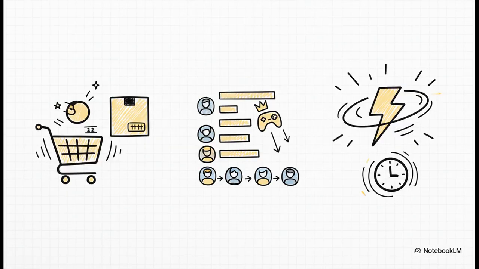Another perfect fit is anything that needs real-time updates. You know, like in e-commerce. A customer adds something to their cart, and that inventory count needs to be updated instantly. Or think about a live leaderboard in a video game. It has to process new scores immediately. Hybrid tables are designed for exactly these kinds of fast, high concurrency jobs.